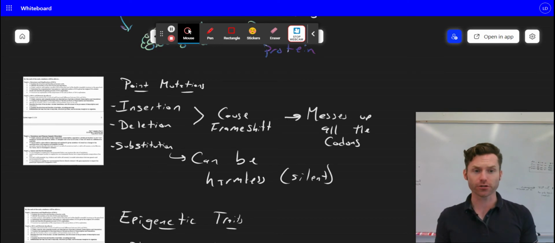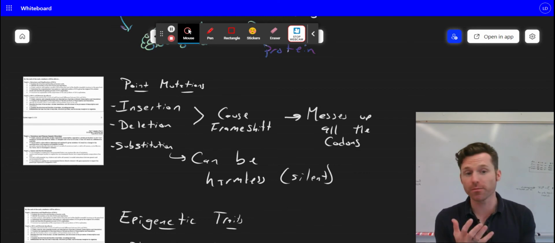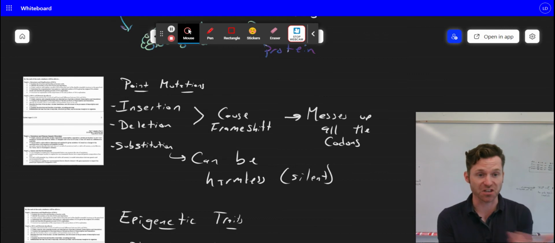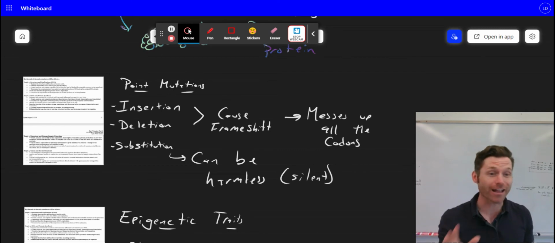Substitutions have the potential to be completely 100% harmless. Sometimes, when you make that substitution, it doesn't change the amino acid that is being coded for at all. And we call that a silent mutation because you can't see its outcome in the protein. The protein looks exactly the same.